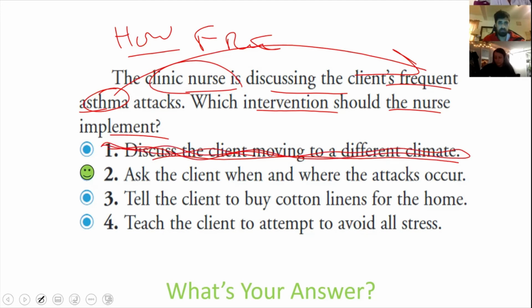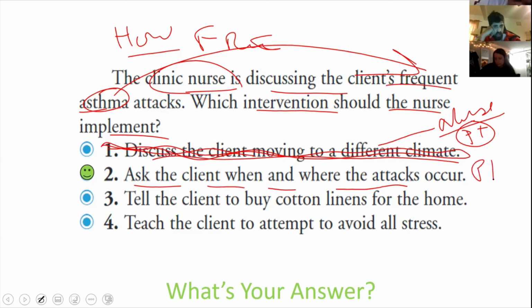That's also what's called more about the nurse versus the patient. You're saying, well, I know that in the city, the chicken house, all those types of things, and climate changes can cause asthma. So therefore, I'm going to discuss that the patient should move. That's not about the patient. That's about the nurse making a decision on that patient. That's what's called about the nurse, not about the patient, all right? The next thing is ask the client when and where. Okay, that's about the patient.